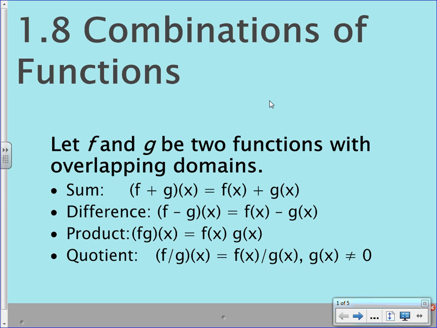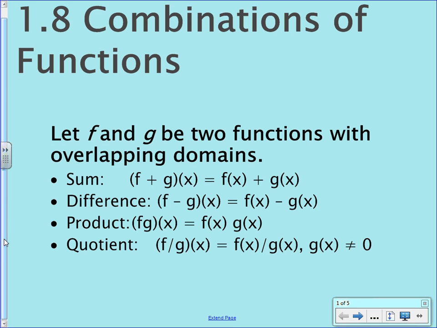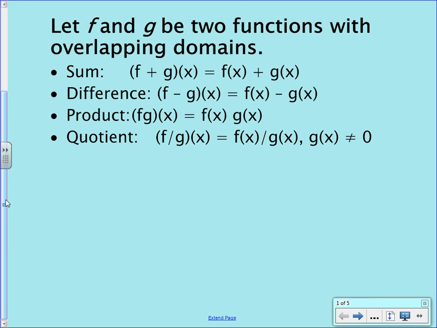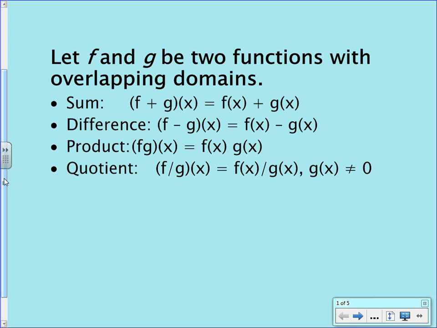Now I have that g of x can't equal 0. Why must we write that? Why must we think about that? What's important there? It'll be undefined. We can't divide by 0. So whatever is in the denominator, we just need to make sure that it can't equal 0.